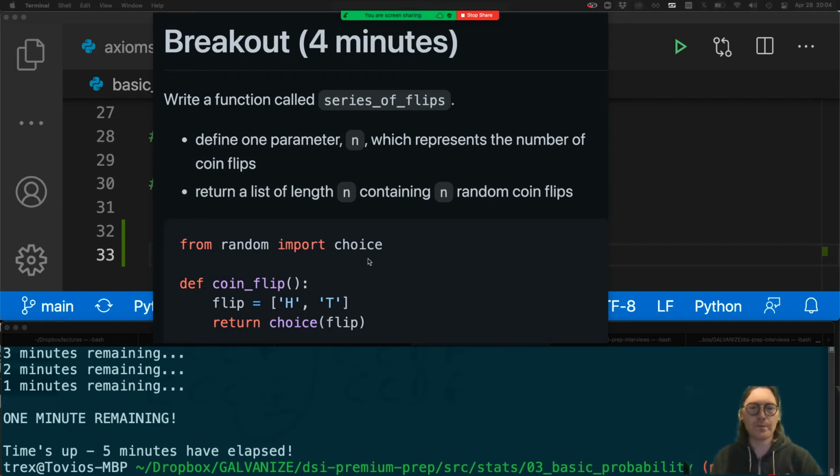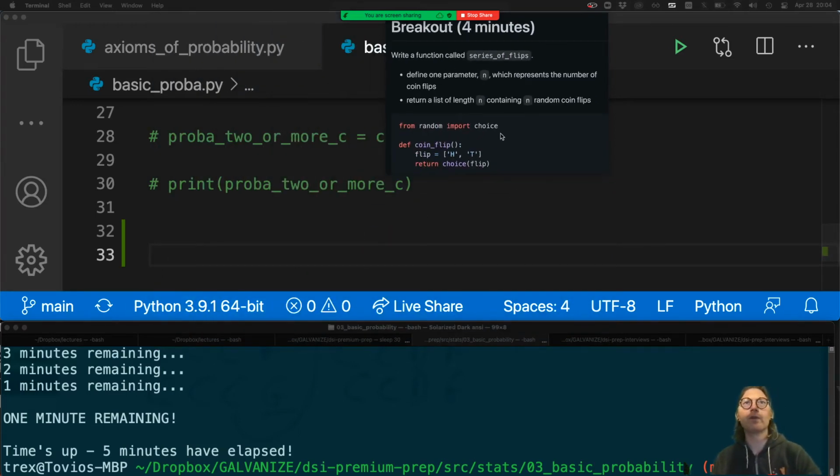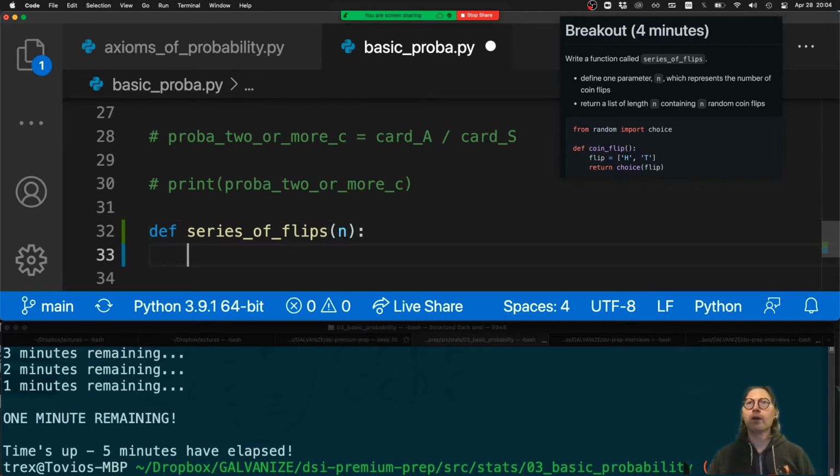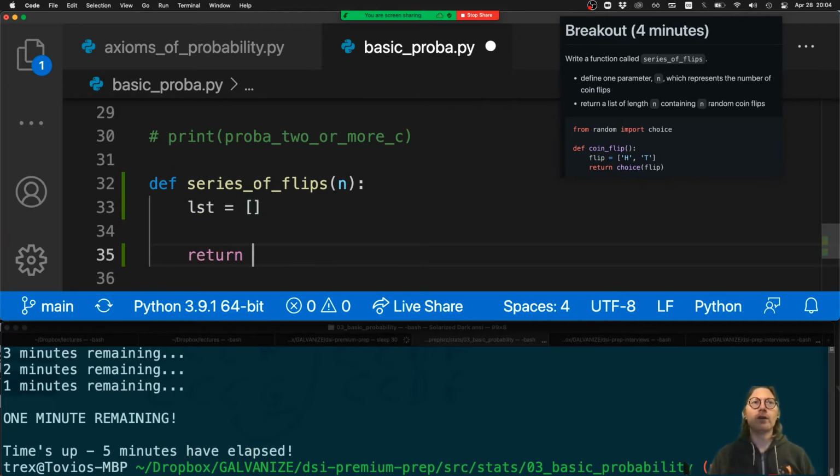Okay, so I'm going to go ahead and code this out. So we're going to call this series of flips. Okay, def series of flips. It has one parameter, which is going to be the number of coin flips. We're going to return a list of length n. So I'm assuming we're collecting into that list, and I'm going to return that list. Maybe I'll just call this flips. Why not?